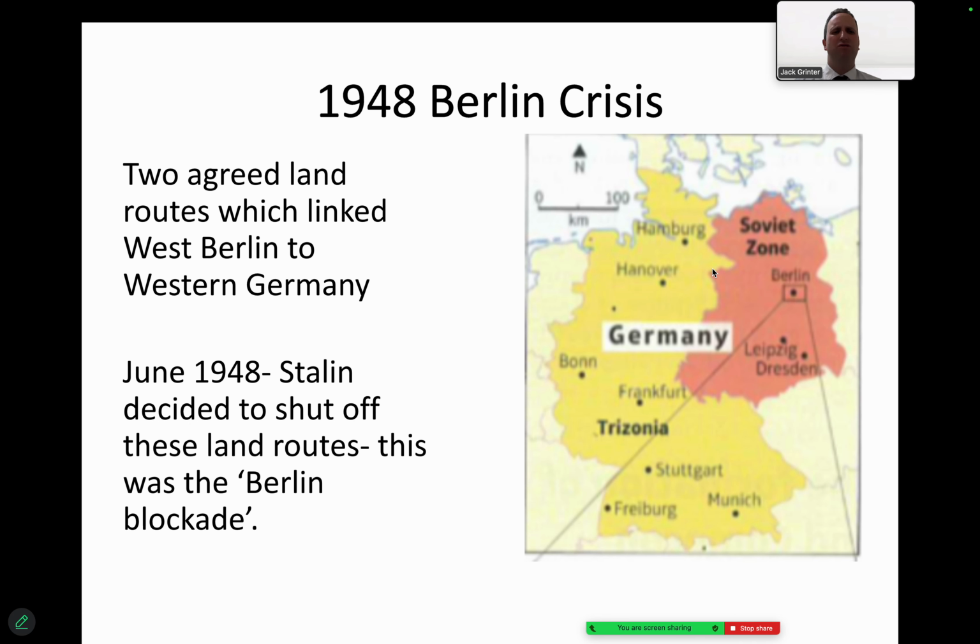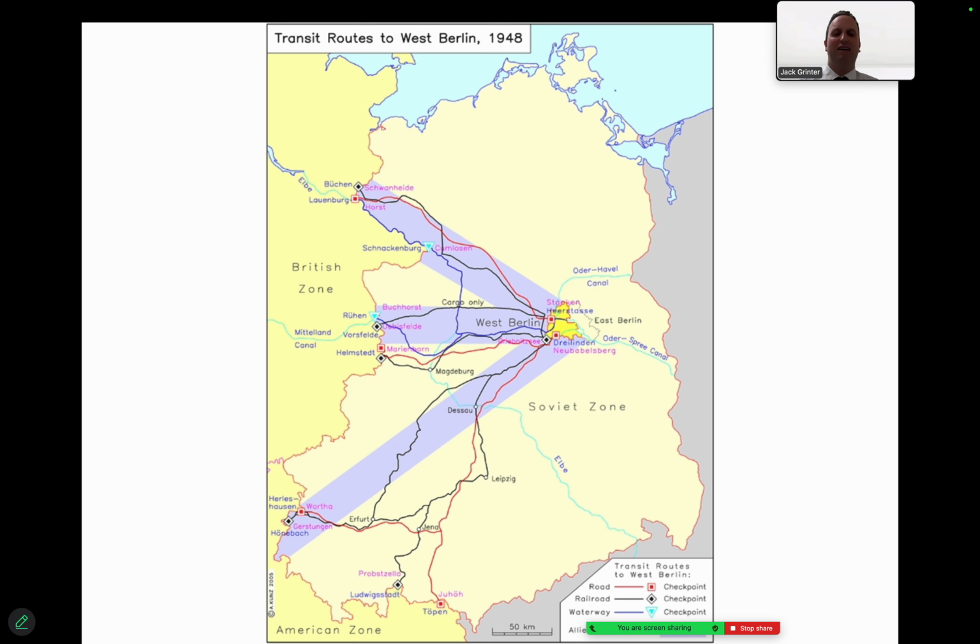There were 2 or 3 agreed land routes that linked Western Berlin to the rest of Western Germany. And what Stalin decides to do is he decides to shut them off. And this is what we call the Berlin blockade, okay? What these land routes would be, there'd be like a train line or like a motorway, something like that. And they were blocked at the border, okay?